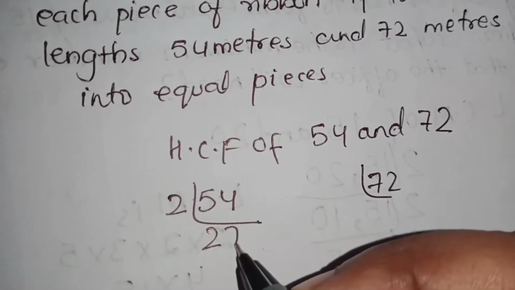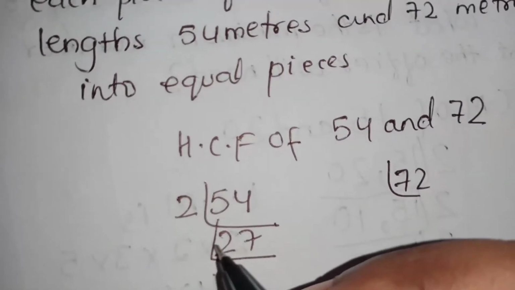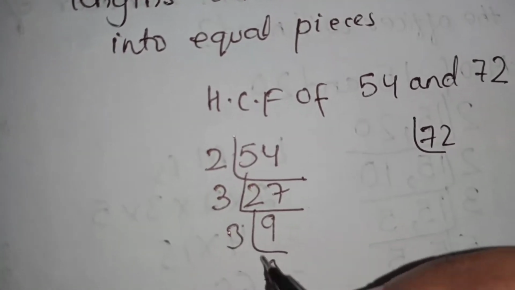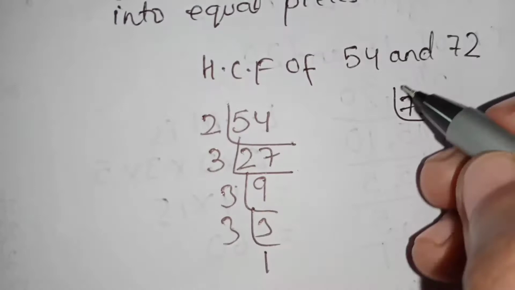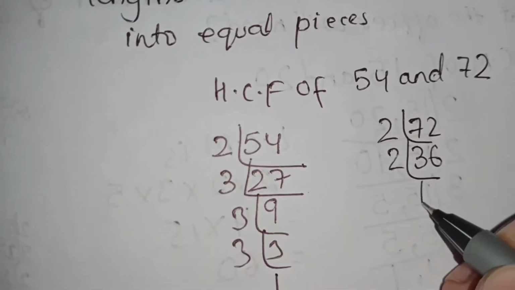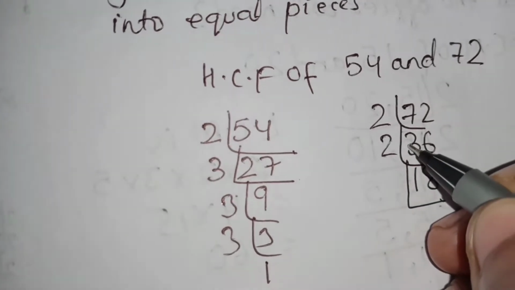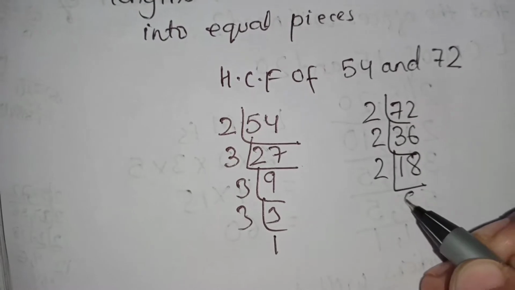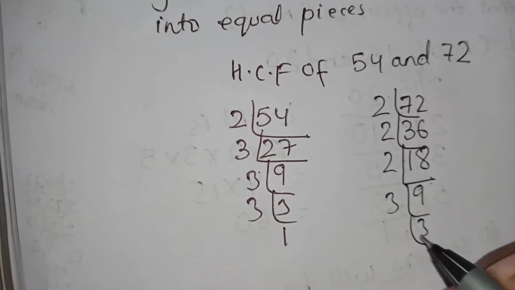2 2s are 4, 2 7s are 14. Okay, it will come in the 3 table. So 3 9s are 27, 3 3s are 9, 3 1s are 3. Okay, it will come in the 2 table. 2 3s are 6, 2 6s are 12, 2 1s are 2, 2 8s are 16. So 2 8s are 16, 2 9s are 18, 3 3s are 9, 3 1s are 3.